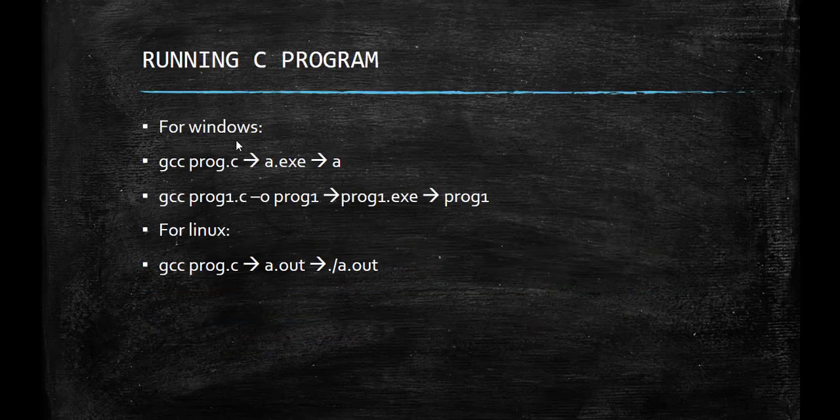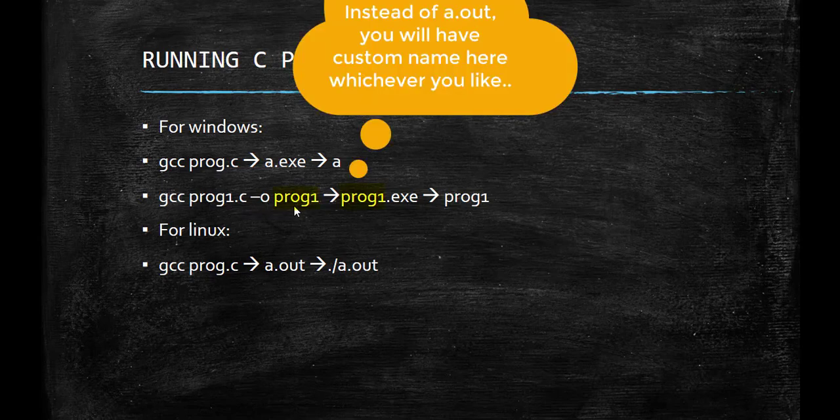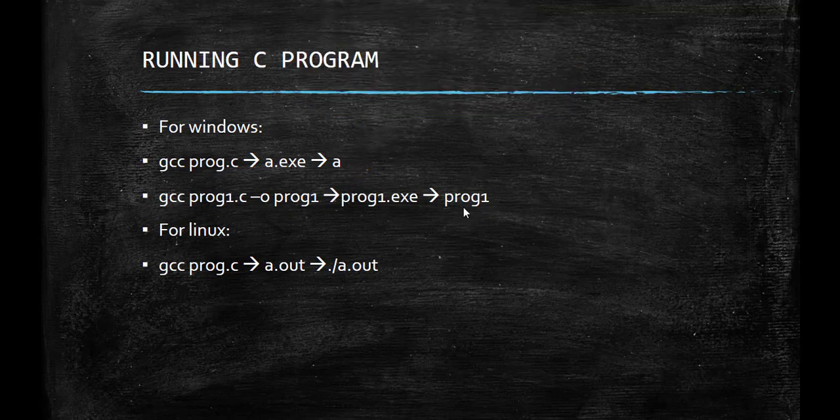So as I taught you in my last tutorial for Windows, you have to type gcc something.c, then it gets converted to a.exe after compilation, and then you have to write a and enter to run your program. Alternatively, you could compile your program with something additional like -o and any name which you want your final file to have. Now prog1.exe is this name, and you don't have to write a here, instead you can write prog1 here. So that's about Windows, but let's talk about Linux.